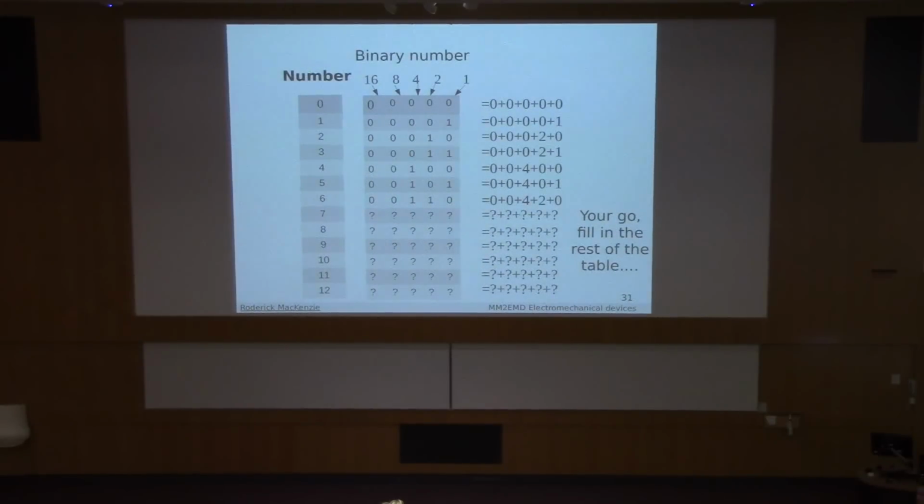Okay? And I find the most important thing to do when doing this is to write columns. So write one column, next column, next column, next column, next column, and put numbers at the top, and just jot down ones in the right columns. Okay? So have a go.